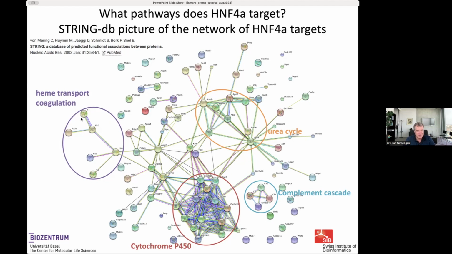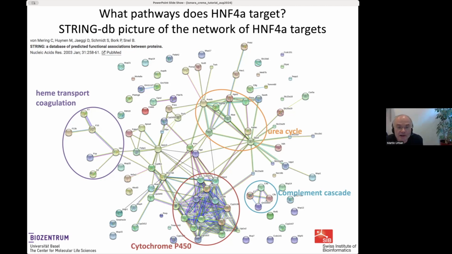This group of genes is involved in heme transport coagulation. This group of genes is involved in a process called the complement cascade. And so by basically exploring this network picture, you can also gain some intuition about what are the pathways and functional processes. Yes, Martin.